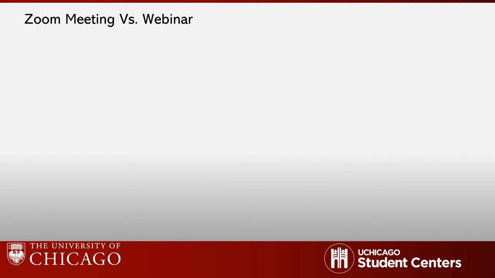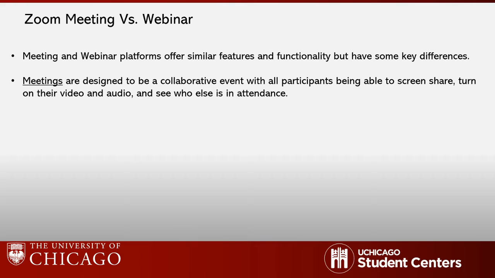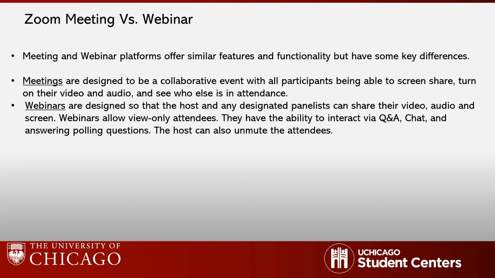Moving on to Zoom meetings versus webinars. Meetings and webinars platforms offer similar features and functionality but have some key differences. Meetings are designed to be a collaborative event with all participants being able to screen share, turn on their video and audio, and see who else is in attendance. Webinars are designed so that the host and any designated panelist can share their video, audio, and screen. Webinars allow video-only attendees. They have the ability to interact via Q&A, question and answer, chat, and answering polling questions. The host can also unmute the attendees.